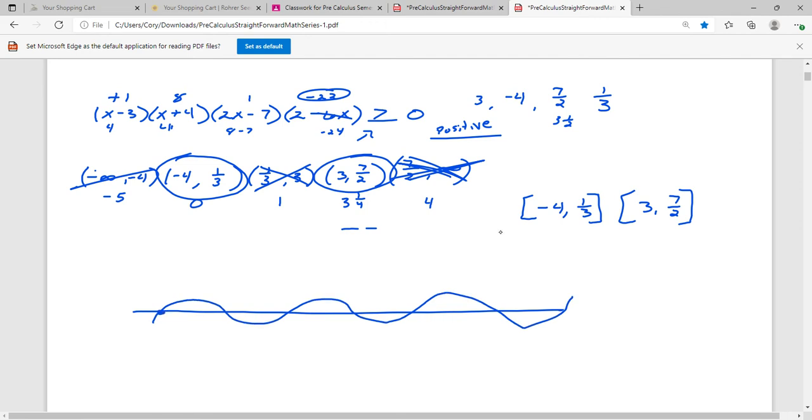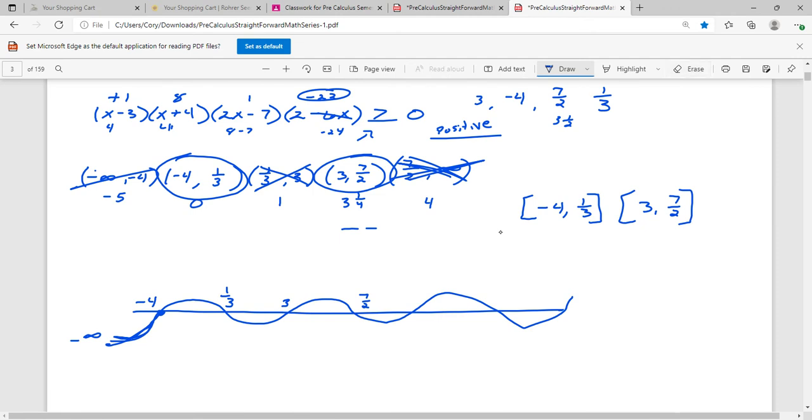So here's our negative infinity, and our first point would be negative 4 right there. So we would have this interval from negative 4 to negative infinity. Okay, then our next point is 1/3. Our next point is 3, and then we had 7 over 2, and then that was it. So let's see. Oh, it erased my whole line.